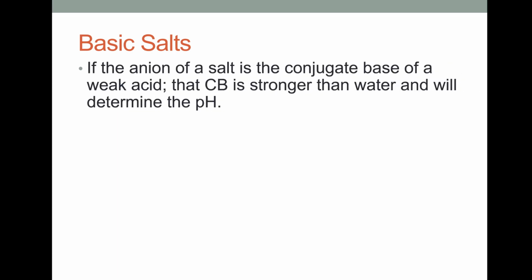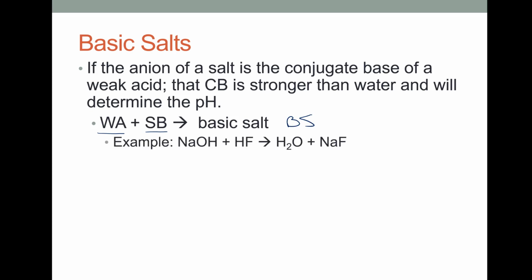Basic salts exist when you have a weak acid turn into a conjugate base, and it will react with water and it will determine the pH. The way you know is if you have a weak acid plus a strong base, you get a basic salt, and so I'm going to abbreviate it BS, and that's what it stands for, basic salt. When you have a strong base like NaOH and a weak acid like HF, these two together turn into water and this, and this is a basic salt, the product of a strong base and a weak acid.